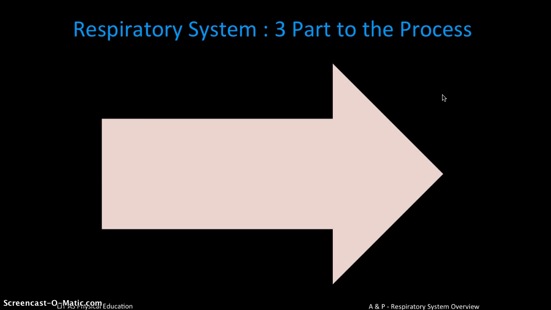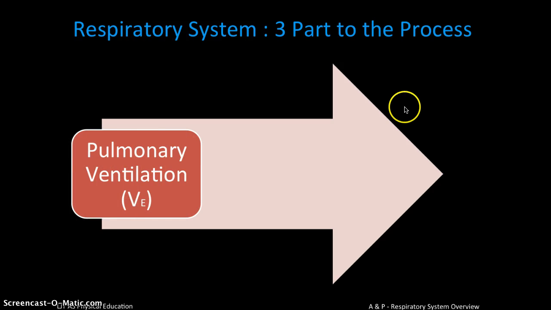So the respiratory system has three parts to its process. One is called ventilation or pulmonary ventilation. Now in the cardiovascular system there's a term called cardiac output, and that was the volume of blood ejected from the heart per minute. And this is kind of its equivalent.